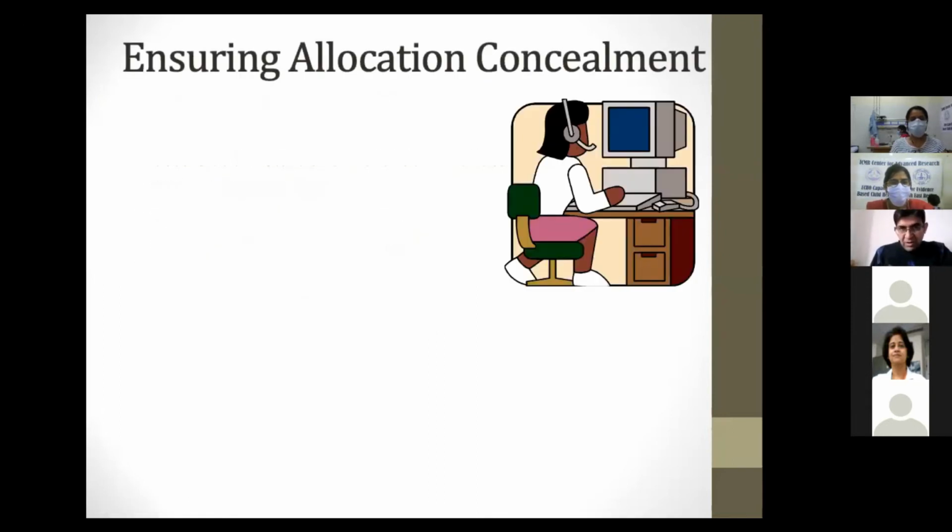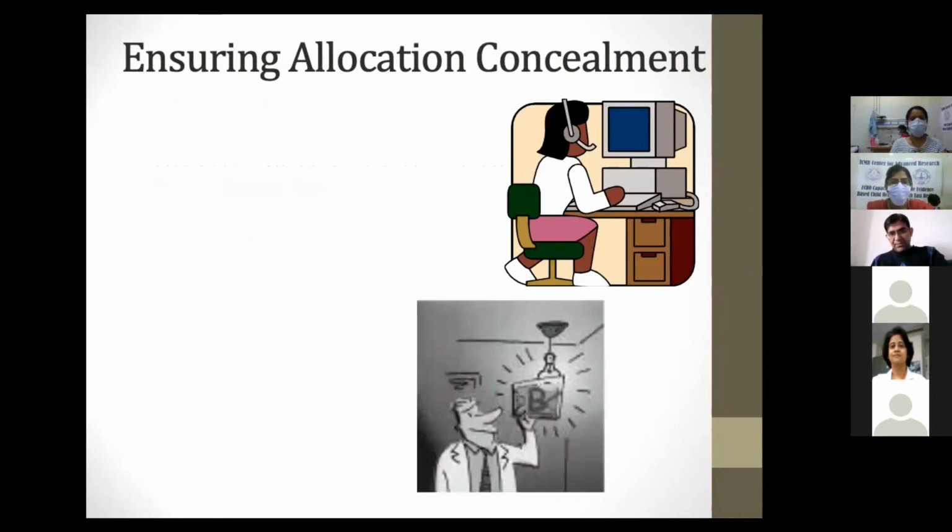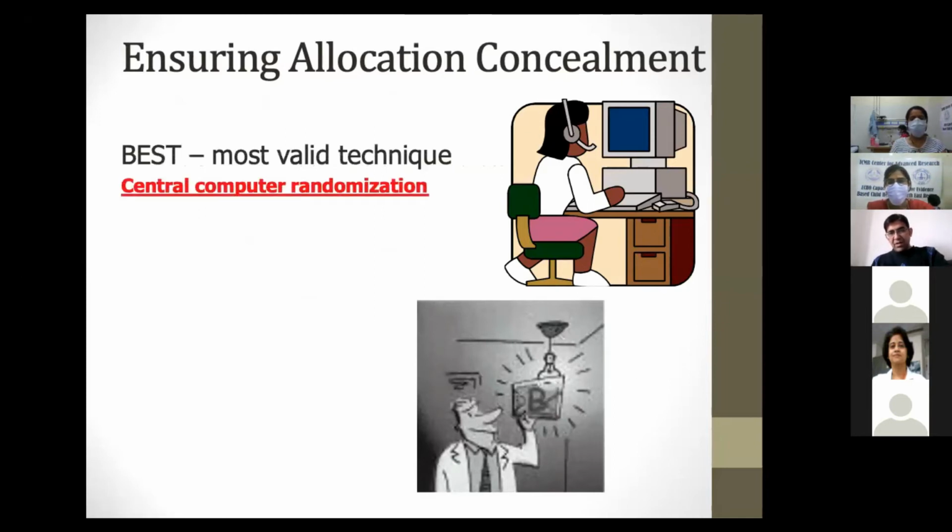So how do you ensure allocation concealment? It is again by computer generated randomization, and sometimes we use envelopes, but if they are not opaque, you can make out which group the participant is going to be, and then you can intervene and change the group, and it can introduce bias. So therefore, using opaque envelopes is a good method.